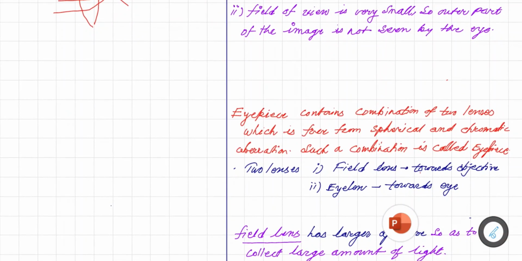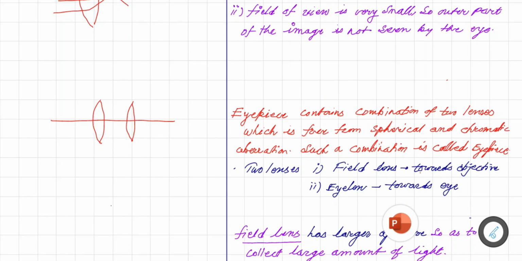But now when we talk about the eyepiece, it contains a combination of two lenses which is free from spherical as well as chromatic aberration, and such a combination is called an eyepiece. So remember that here we are going to use a combination of lenses. We already saw aberration can be minimized using a combination of lenses, and the combination which is actually free from spherical and chromatic aberration is called an eyepiece.